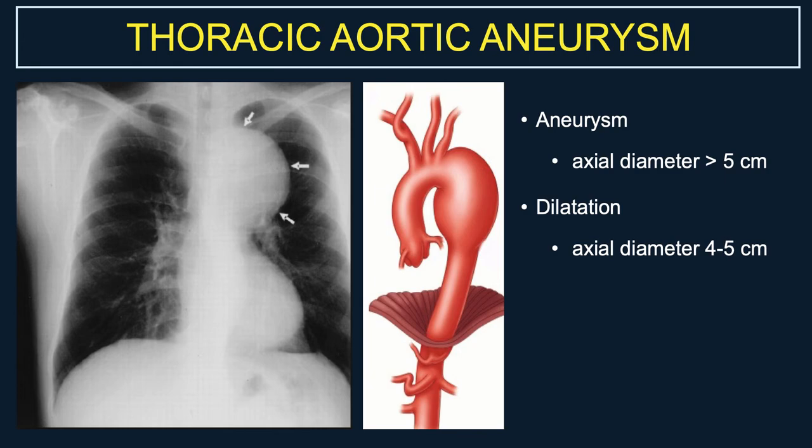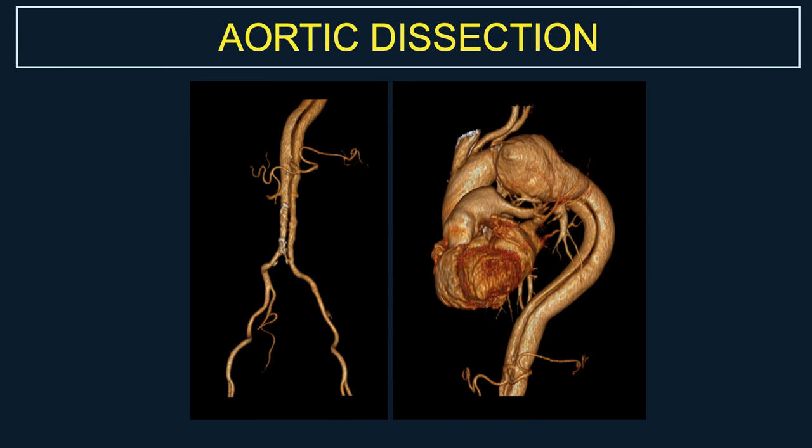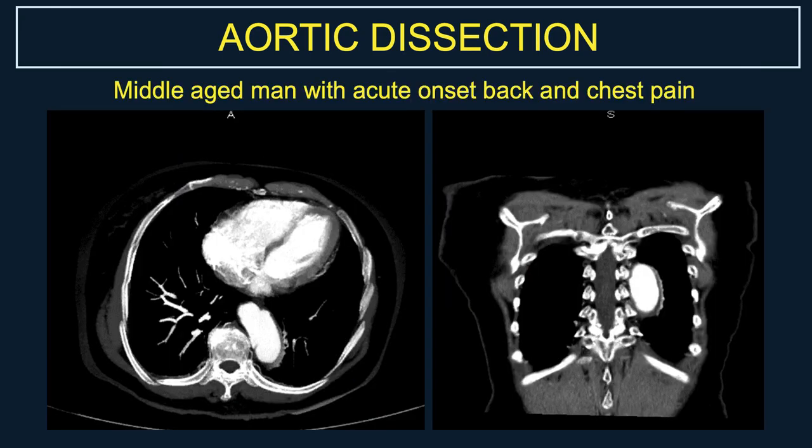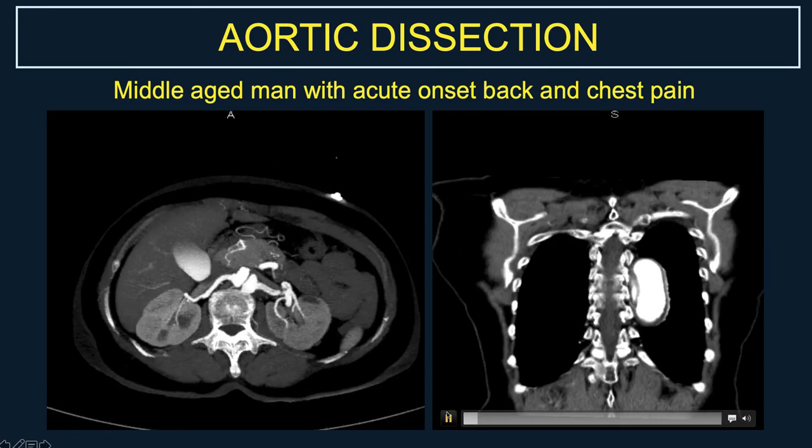On chest radiograph, the most common finding of aortic aneurysm is not really a focal bulge, but just widening of the mediastinal silhouette, enlargement of the aortic knob, and tracheal displacement. Aneurysms may be complicated by dissection. Aortic dissection is the most common form of acute aortic syndrome.